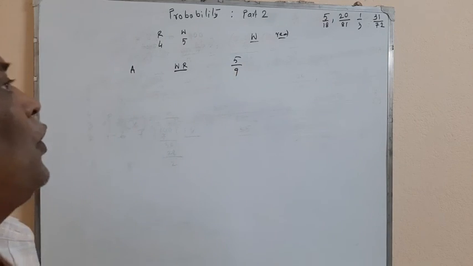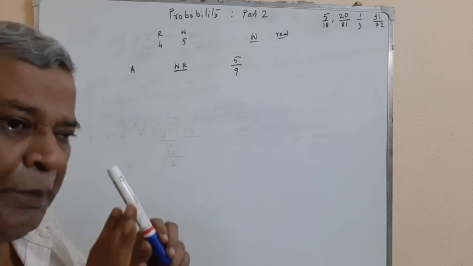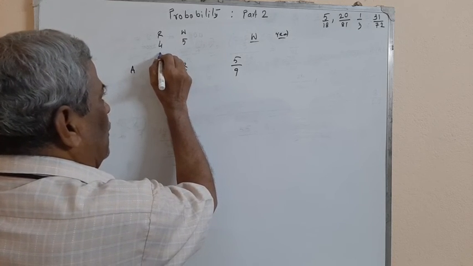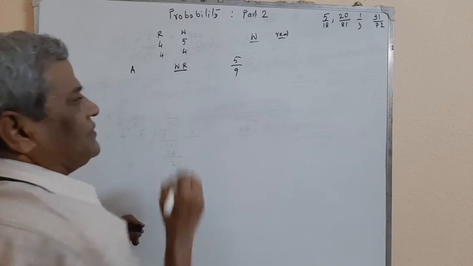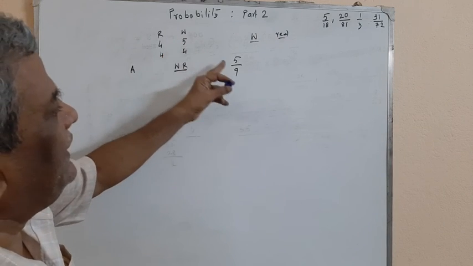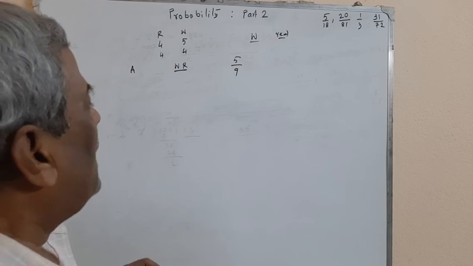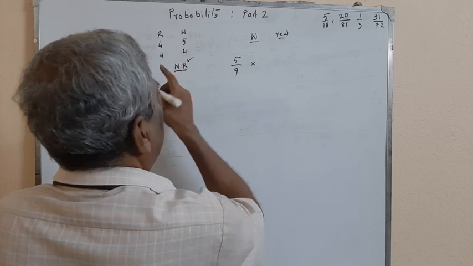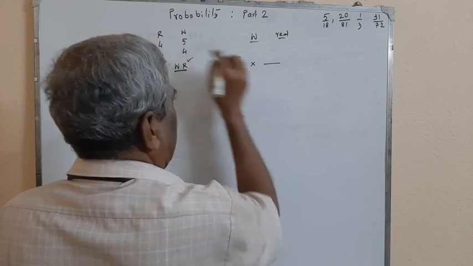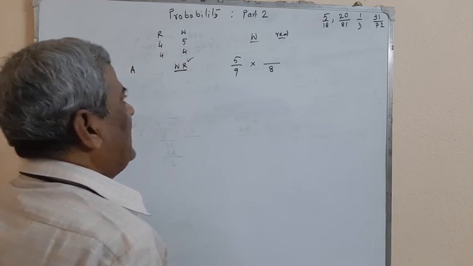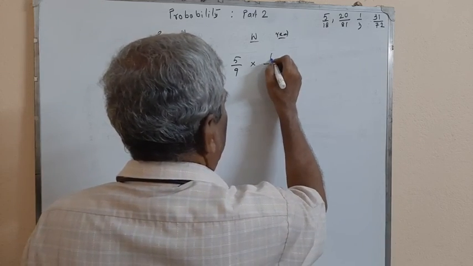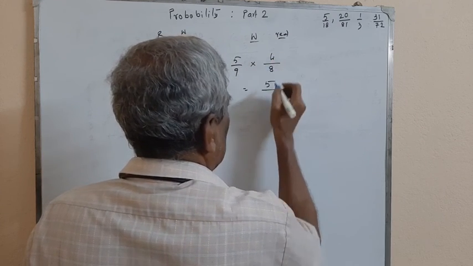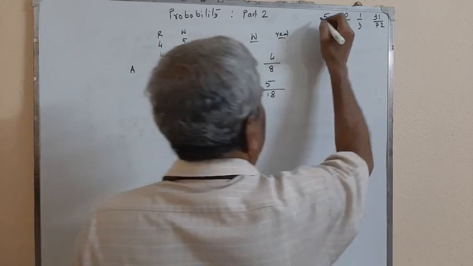After taking this ball, the ball is not replaced. So after that, the actual balls are 4 red and 4 white, because one ball already taken is white. So after that, we have to draw one red ball. Its probability is, altogether 8 balls are there, so sample space is 8 and favorable case is 4. So it is equal to 5 by 9 times 4 by 8, which is 5 by 18. So 5 by 18 is the correct answer.